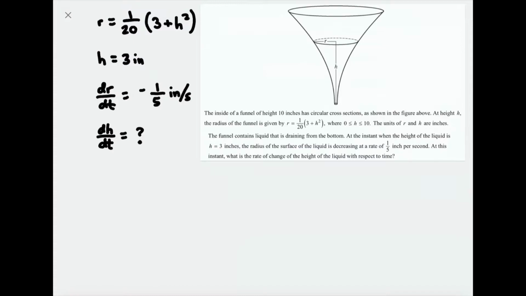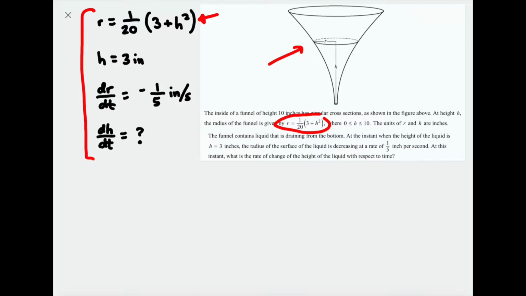So first thing, it says inside of a funnel of height 10 inches. So we have a picture right here of the funnel of 10 inches, has circular cross sections as shown in the figure above. At height h, the radius of the funnel is given by this equation right here. I drew it up here as well. What I wrote in the black right here is basically everything that was given in the problem. I like to do that right away, just write down any givens.